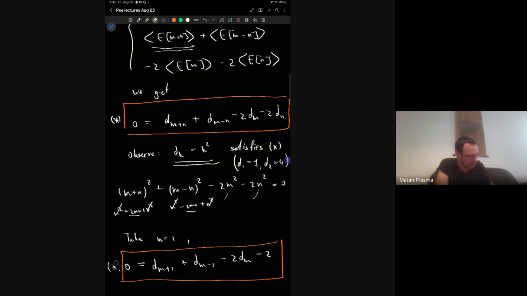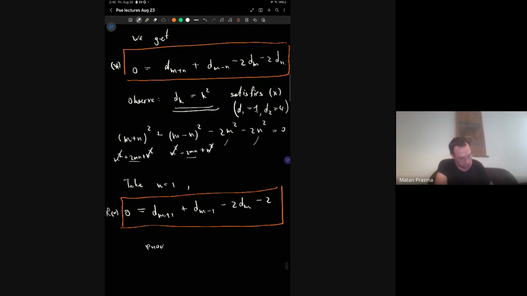Let's call it double star. Or actually, I think in the notes I called it RM. Okay, this is some relation between the various Ds, and enough to show that d_k equals k squared is the only solution for RM.